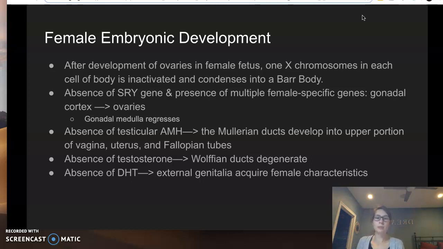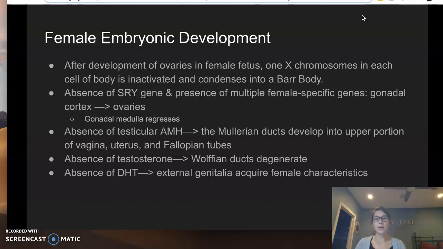So for the female embryonic development, it is like the opposite. After development of the ovaries in a female fetus, one of the X chromosomes in each cell of the body is inactivated, and it condenses into a Barr body. A Barr body is a clump of nuclear X chromosome chromatin. And so either you'll have an active maternal X chromosome or an active paternal X chromosome, and it is random.